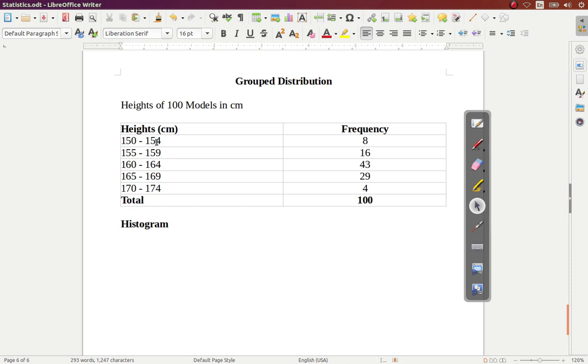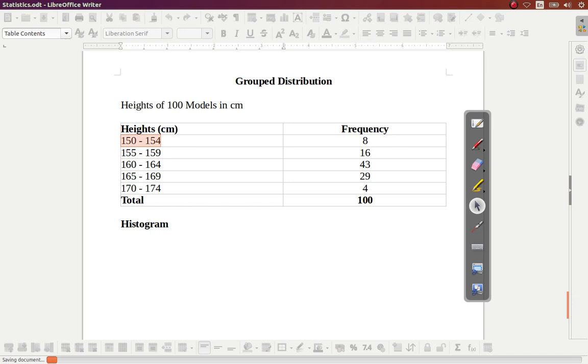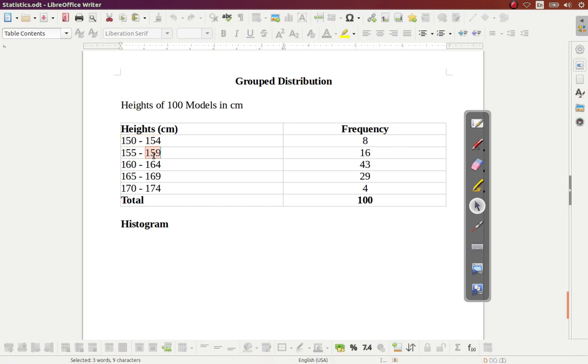We can't separate them. And the reason is because this could have included values as high as just under 154.5. That's the first class up here. Then the second one would include values of 154.5 going up. So where this class ends is where this one begins. And the fact that the bars touch will show that.